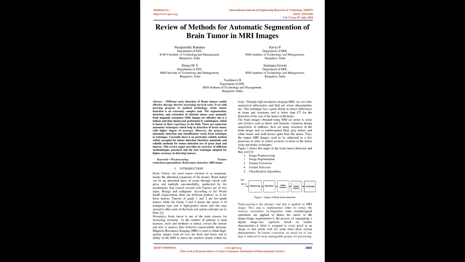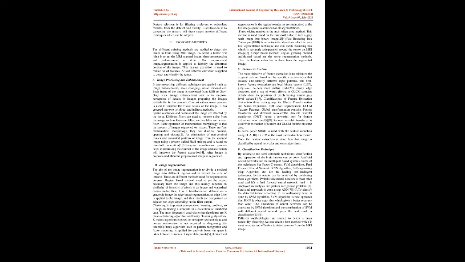2. Proposed methods. The different existing methods are studied to detect the tumor in the brain using MRI image. To detect a tumor, the first thing is to get the MRI scanned image, then pre-processing and enhancement is done. On the pre-processed image, segmentation is applied to identify the abnormal portion of the image. Then feature extraction is used to reduce the set of features. At last, different classifiers are applied to detect and classify the tumor.